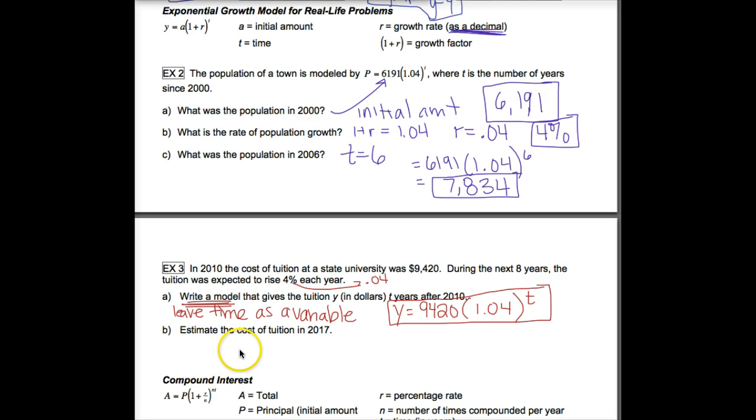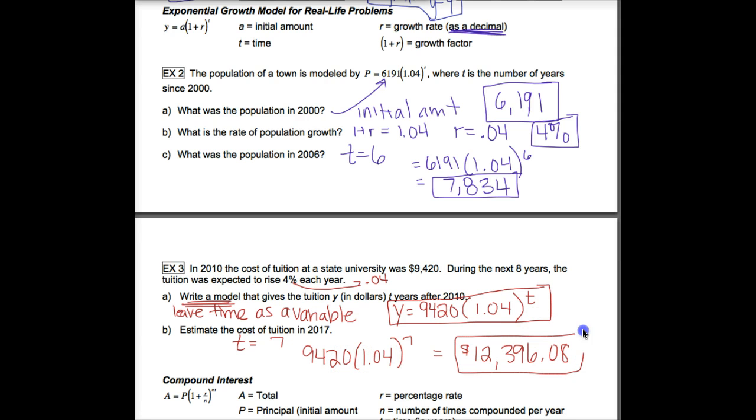The next thing it wants us to do is estimate the cost of tuition in 2017. So that's when T is 7. So now we're plugging in the T value. And that's as simple as punching it into our calculator. Hopefully you get 12,396.08. Please check to make sure you can punch this in, because otherwise you don't know if you can or not if you haven't tried it. So please try it so that if you're having trouble, I can help you with it tomorrow.